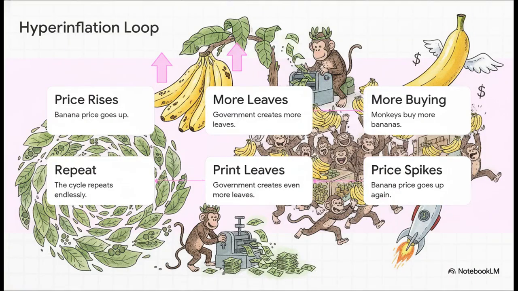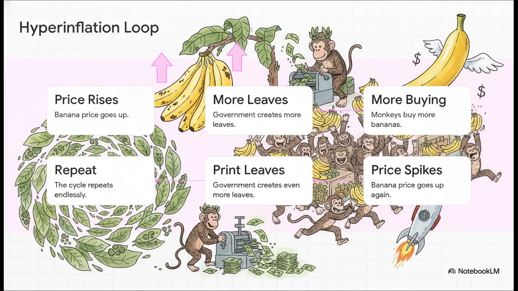Okay, follow these steps with me because this gets crazy fast. Step 1. The price of a banana goes up. Step 2. The monkey government decides, hey, no problem. We'll just create more leaves so the monkeys can afford them. Step 3. Armed with extra leaves, monkeys rush out and buy way more bananas. Step 4. But wait, because of that massive surge in demand, the banana price goes up again.